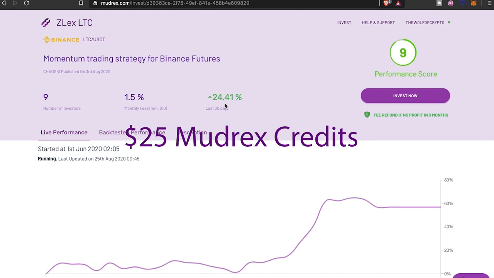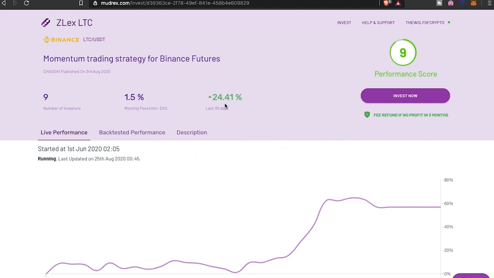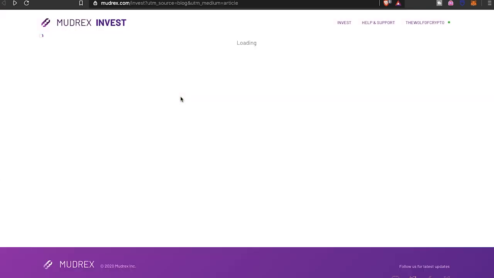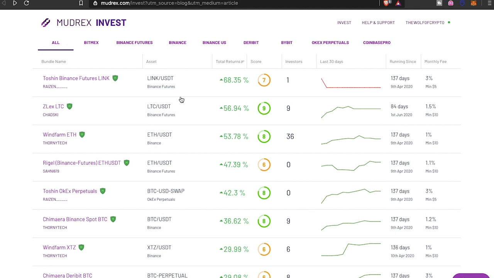I'll leave that down below in the description, but that's gonna really wrap it up for the Mudrex Protect Plan. So investors that are out there thinking about investing in strategies and bundles, make sure you pay attention to those green shields.